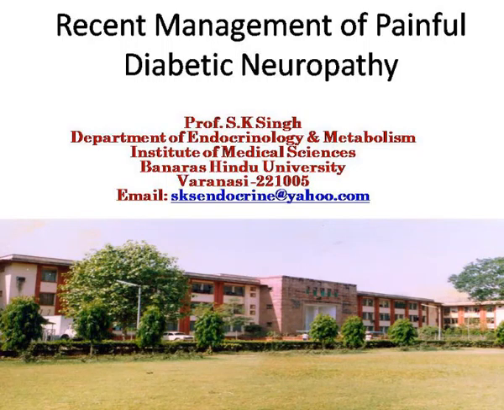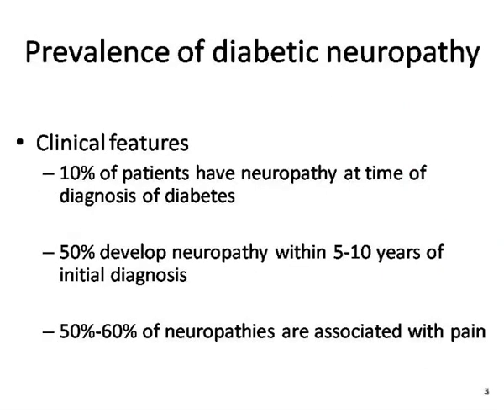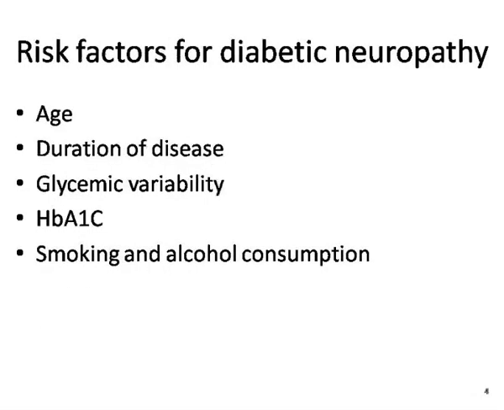The prevalence is quite high. 10% of patients may present with peripheral neuropathy at the time of presentation. 50% develop neuropathy within 5 to 10 years, and 60% of neuropathies are associated with pain throughout their life in patients with diabetes. The risk factors of painful diabetic neuropathy: age, the longer the age, the more the chance, duration of disease, glycemic variability, A1C, smoking and alcohol consumption.